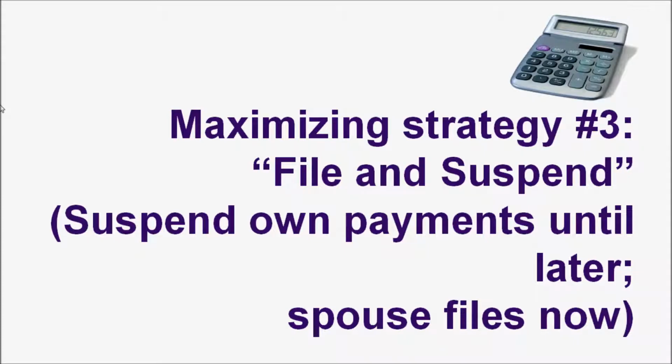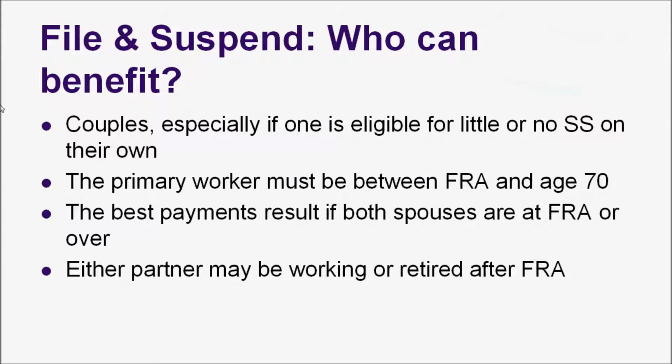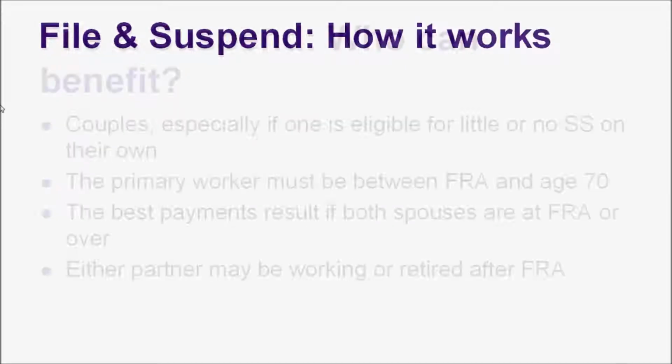Okay, let's go to strategy number 3. File and suspend. You suspend your own payments until later, but your spouse files now. How does this work? It's ideal for couples if especially one is eligible for little or no Social Security on her own. And the primary worker must be between the full retirement age and age 70 to make this work. And the best situation works if both spouses are close to the full retirement, are at the full retirement age or over. And then either partner can continue to work.